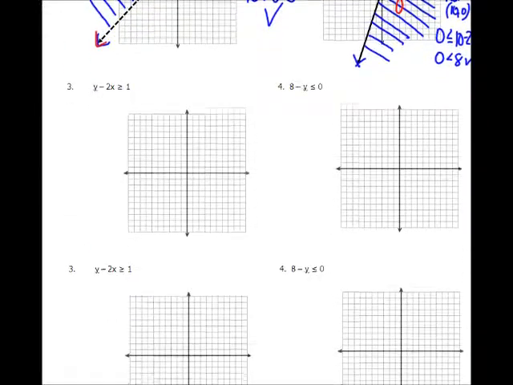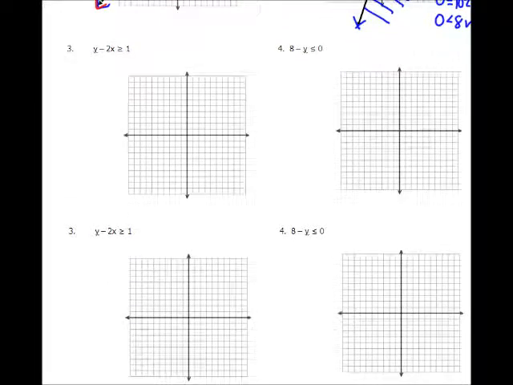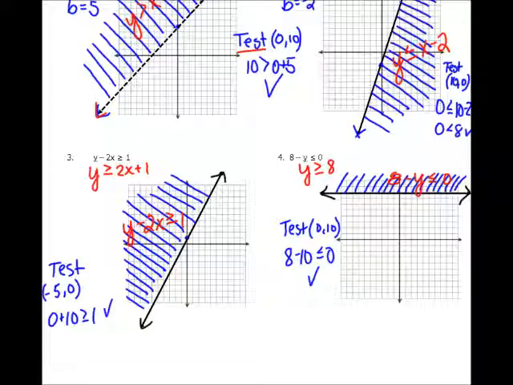So I think at this point you could probably try the next few and come back and check your answers, okay? So if you're back with me, hopefully you did number 3 and number 4, and that's what they should look like. Check your paper.